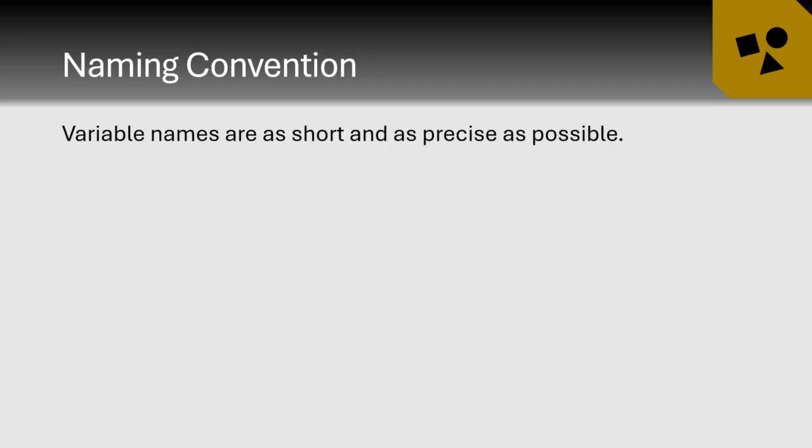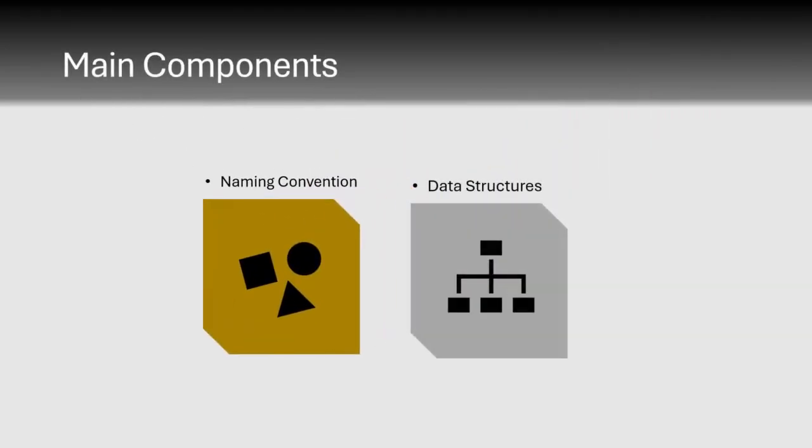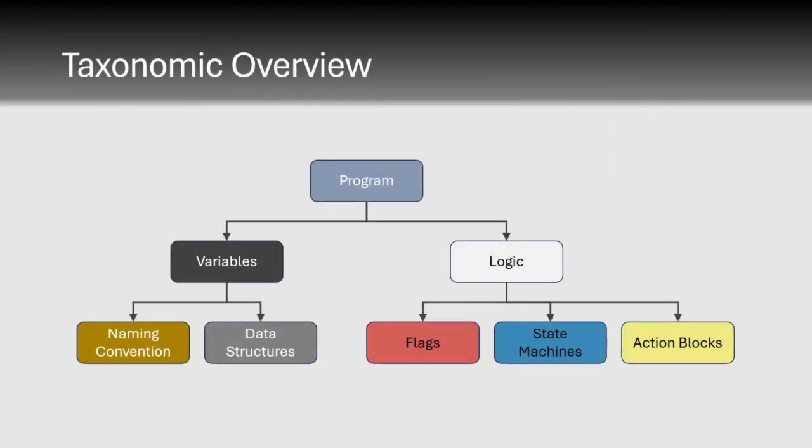Variable names are as short and as precise as possible. G_sysstatus.b_fault indicates a system fault status. GIDX_conveyor.t_failure indicates a timer failure for the index conveyor. This completes the variable standard overview. Now on to logic.